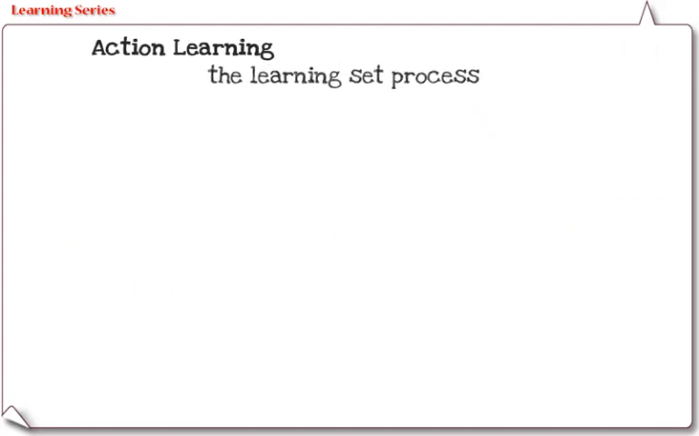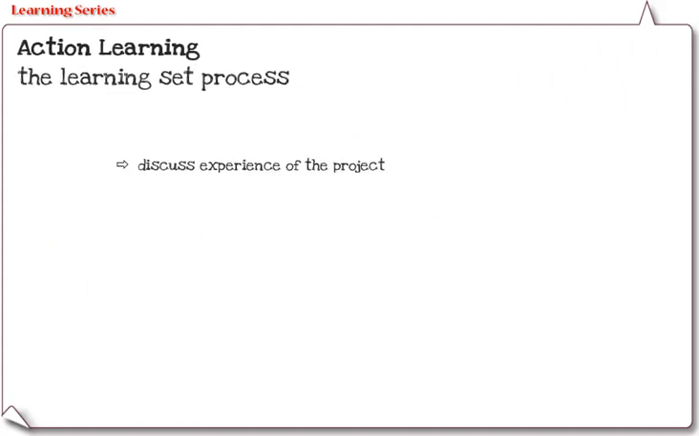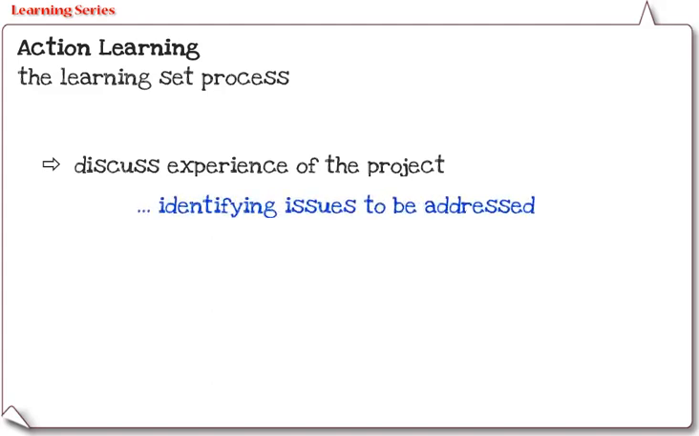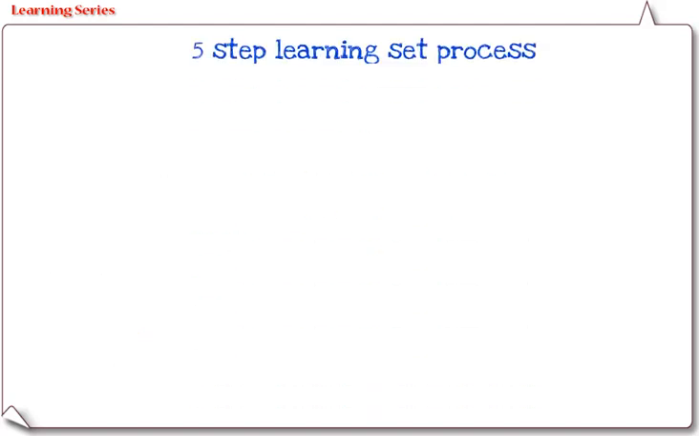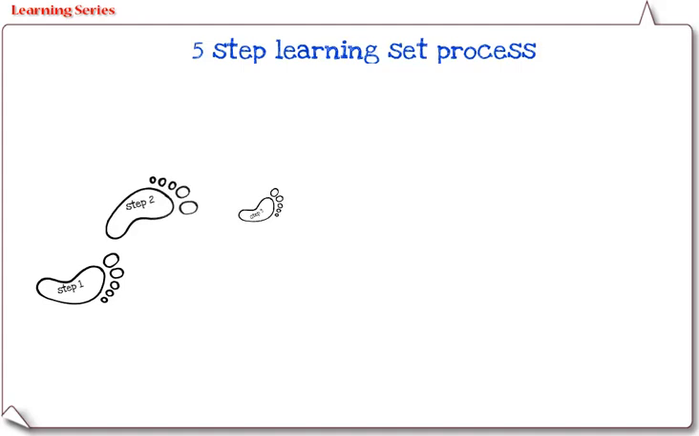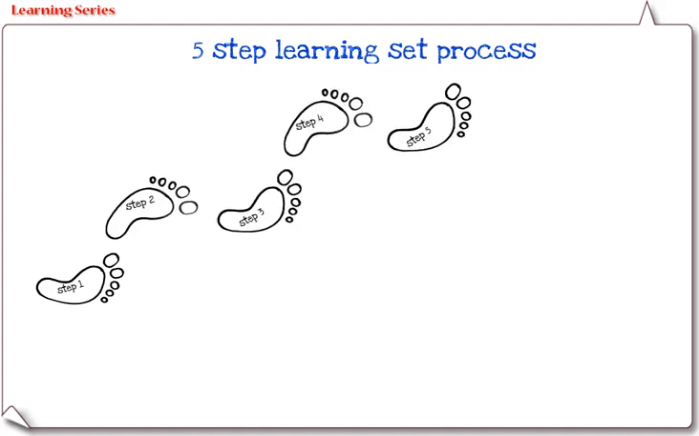When group members meet, they would begin by discussing their experience of implementation, identifying issues, or potential issues, they have encountered. Once all issues have been identified, group members prioritize the issues and agree which is the most important and which should be dealt with first. They would then follow a 5-step structured process, known as a learning set process.